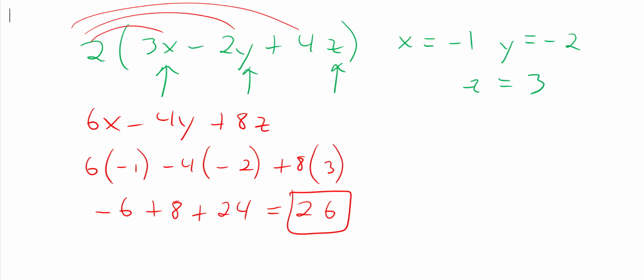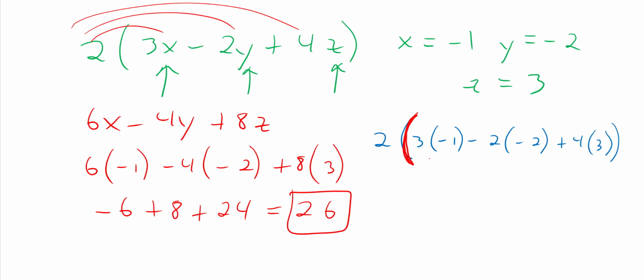Now, let's say you didn't distribute it. And that's okay not to distribute it, but watch. So you're going to do this in your calculator. I'm going to do it in blue here. So I'm going to do 2 parentheses 3 parentheses negative 1 minus 2 parentheses negative 2 plus 4 parentheses 3. Okay, so I'll make this in red. I've got this parenthesis right here and this parenthesis here. This is the 2 times that. So basically you're going to do everything inside of here first, and then you're going to multiply it by 2. Just another way to do it, right?